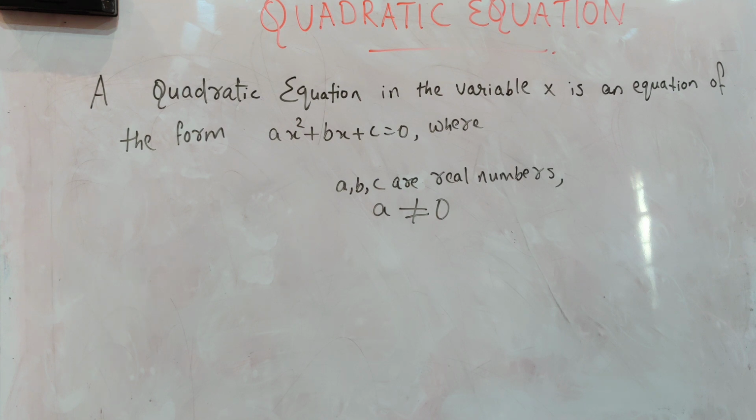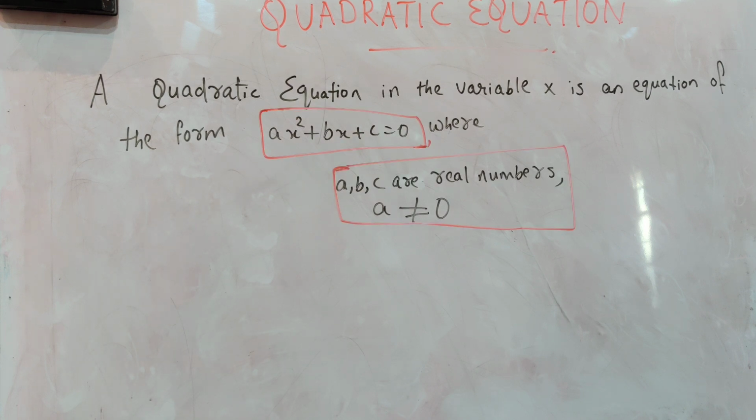Whenever you see an equation of the form ax square plus bx plus c equal to 0, with a, b, c real numbers and a not equal to 0, then that equation is a quadratic equation. So what are the conditions? Three conditions. One, the equation should be of the form ax square plus bx plus c equal to 0. Second, a, b, c should be real numbers. Third, a should not be equal to 0. Those are the conditions.